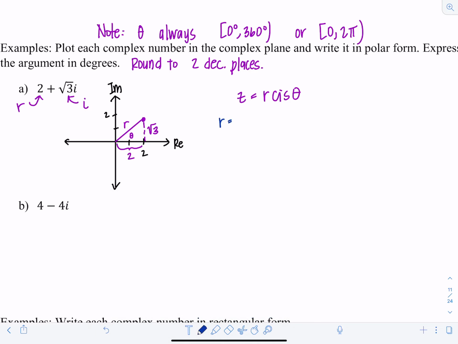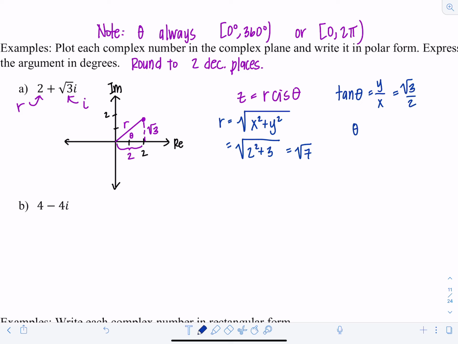R is going to equal the square root of x squared plus y squared. So that's going to be the square root of 2 squared plus 3, so that's rad 7. And then tangent of theta is equal to y over x. Just think back to how we did it in polar. So that's rad 3 over 2. So theta equals tan inverse of rad 3 over 2.